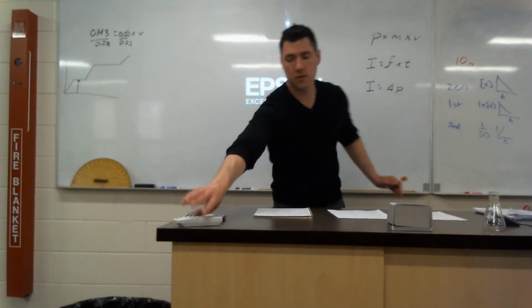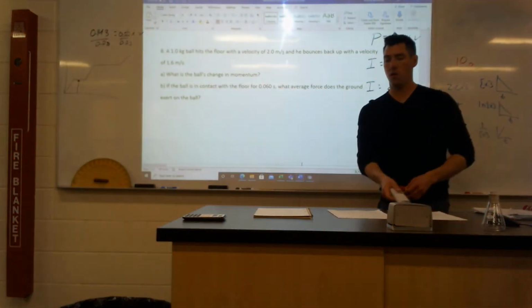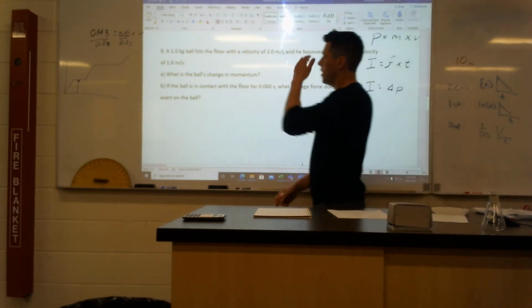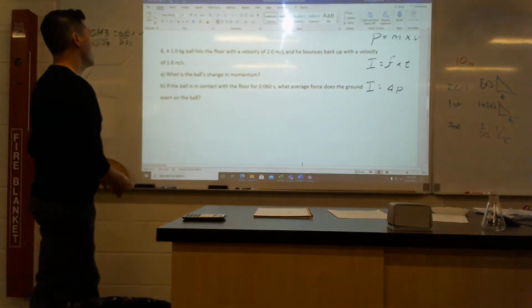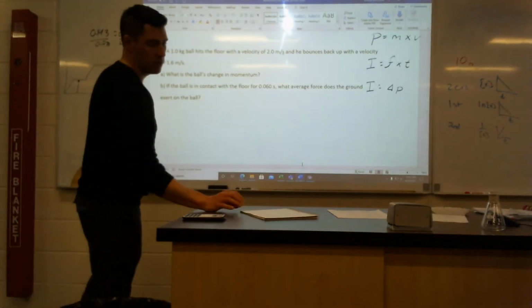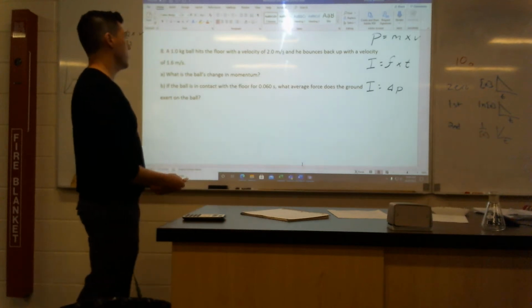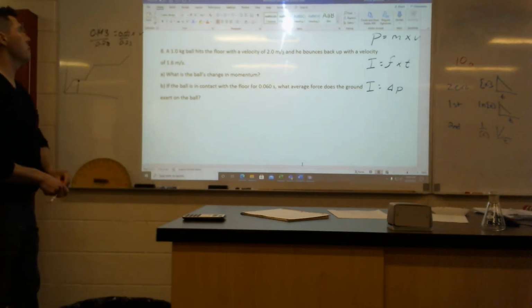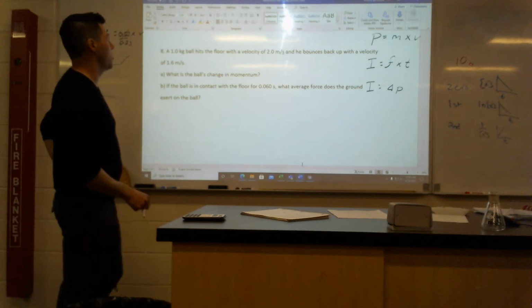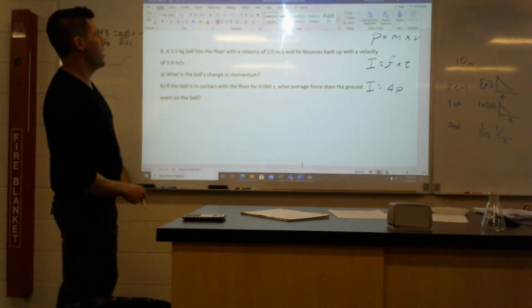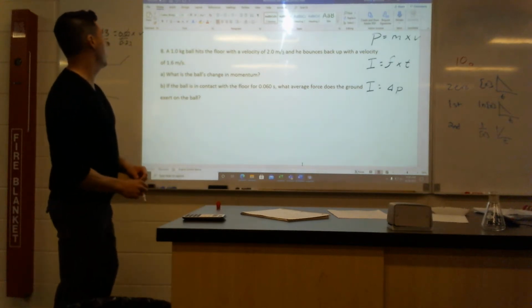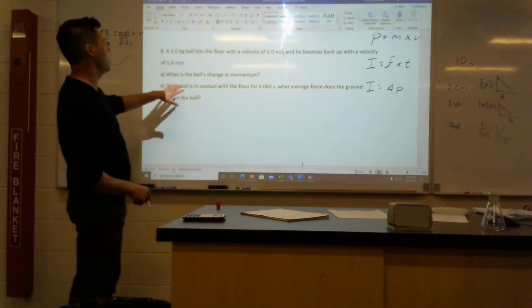Here we go. Question 8. It says a 1 kilogram ball hits the floor with a velocity of 2 meters per second, and then it bounces back up with a velocity of 1.6. What is the ball's change in momentum?